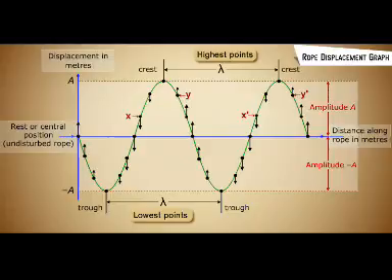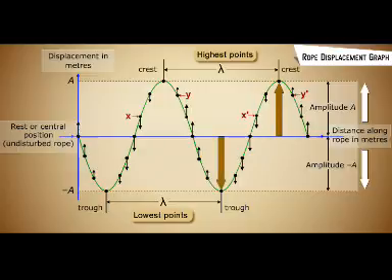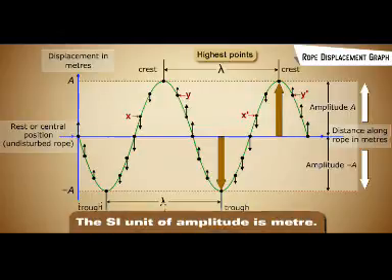Amplitude is the maximum displacement of a crest or a trough from the rest or central position in either direction. In other words, it is the height of a crest or depth of a trough measured from the rest position. Its SI unit is metre.